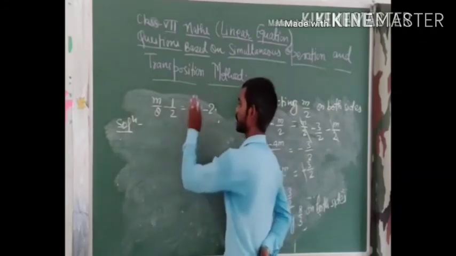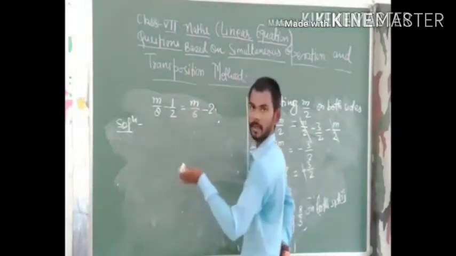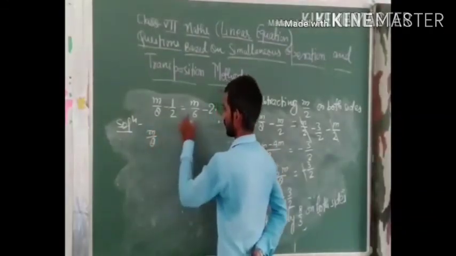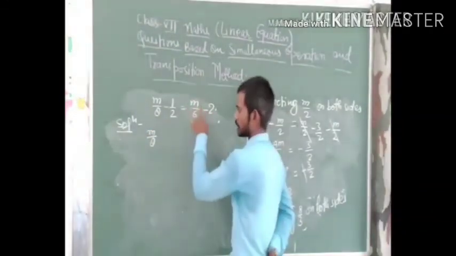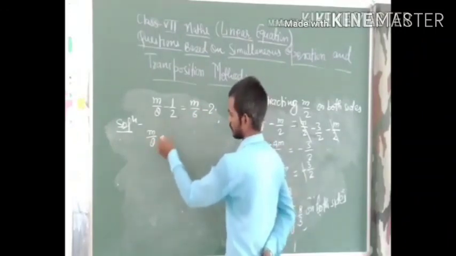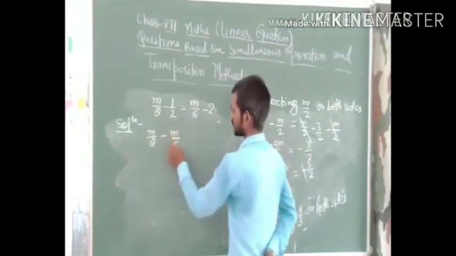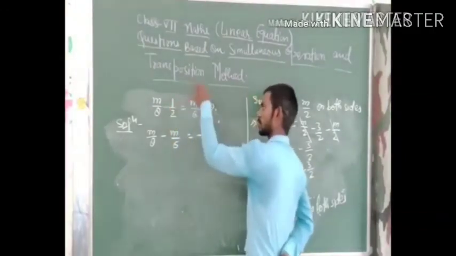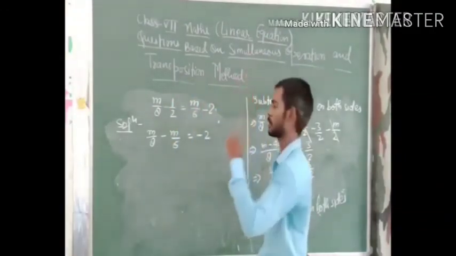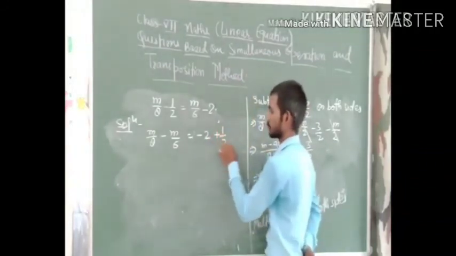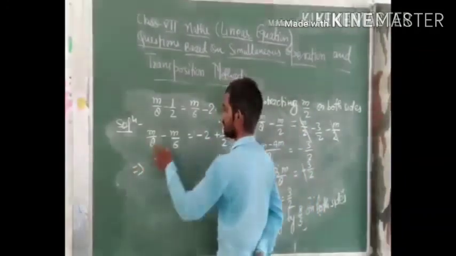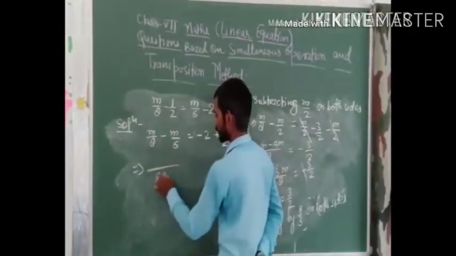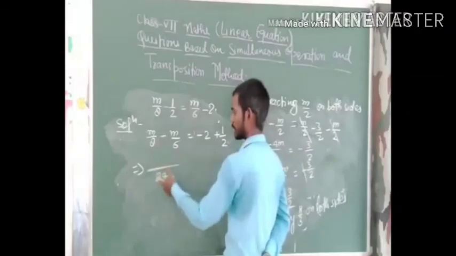We transfer the term which has m, like this, m upon 8. It is positive m upon 8. When it goes to the left side, it becomes negative. So we get minus m upon 6 is equal to minus 2, and this is the minus 1 upon 2. When it goes to the right hand side, it becomes positive. So we get plus 1 upon 2. This implies that when we solve this, we get 8 times 3 is 24, which is its LCM.